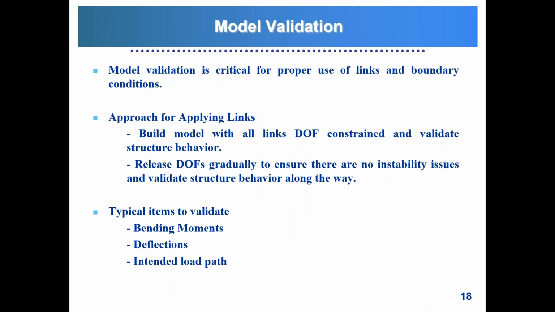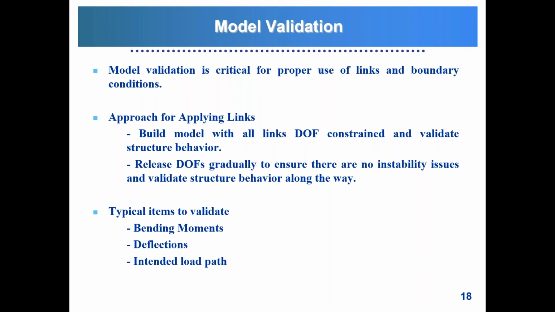So after knowing what we know about links, the most important piece of advice that I can give is validation. You have to validate your model because you may have a link defined the correct way, in the sense that the structure is stable and everything, but it still may not be behaving the way it's intended. As far as the approach for applying links, I think it's very useful to start with a very constrained model and then start releasing the degrees of freedom gradually.